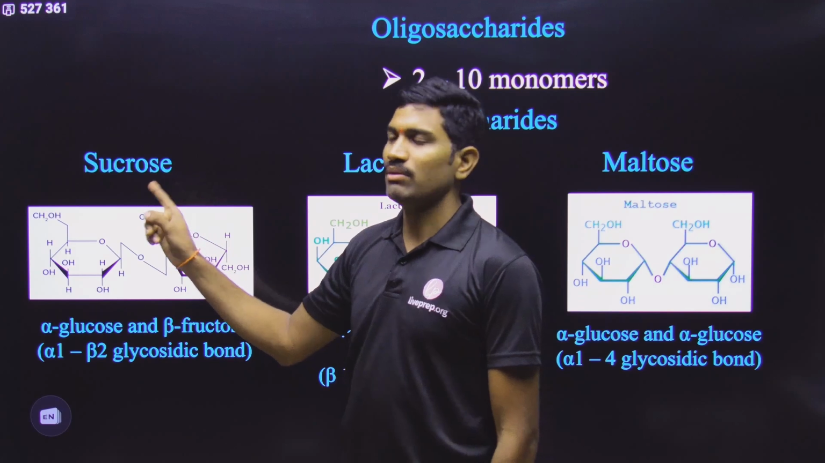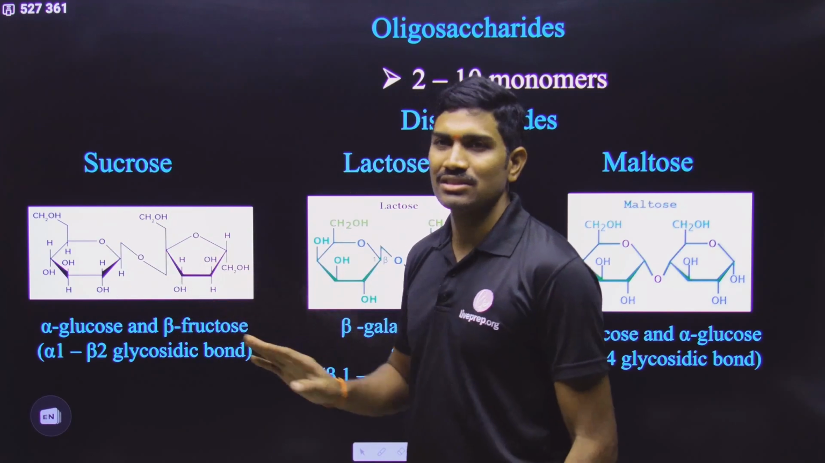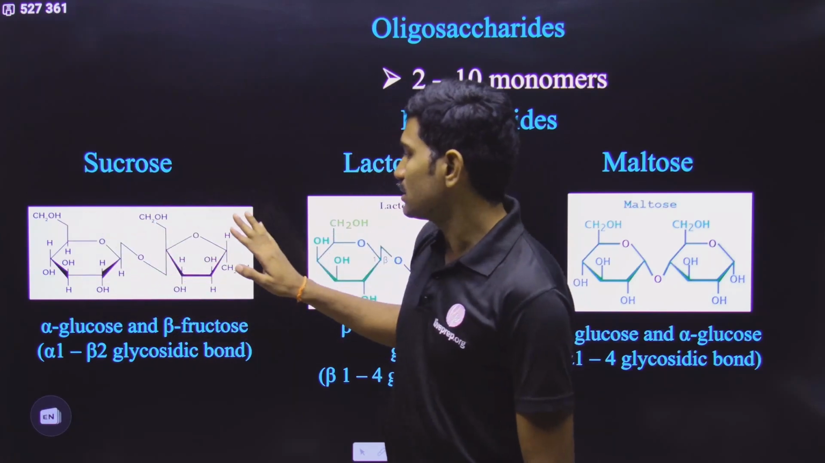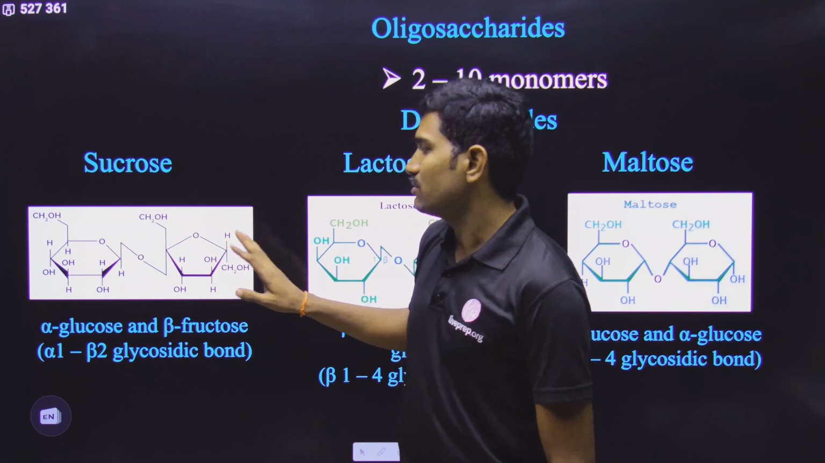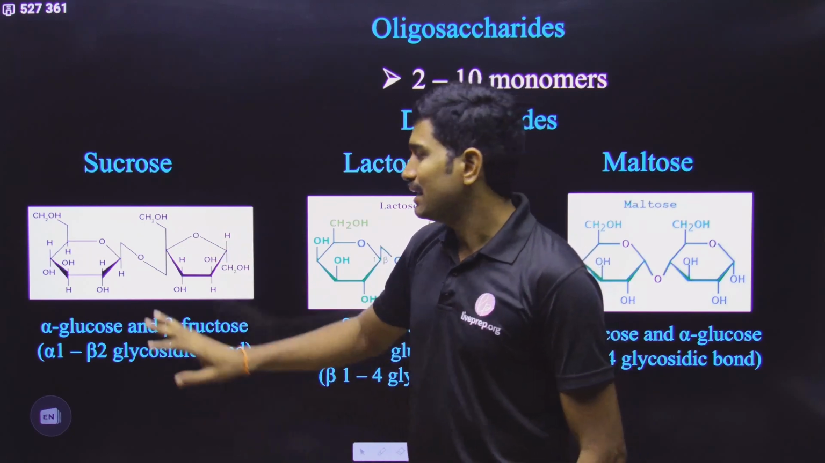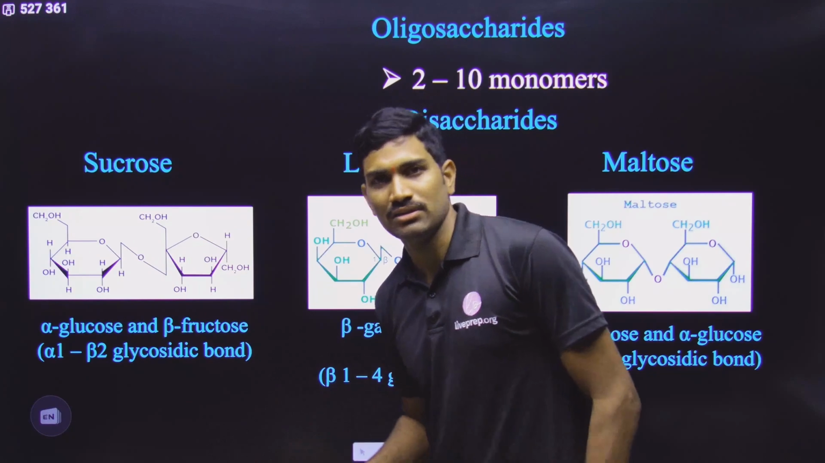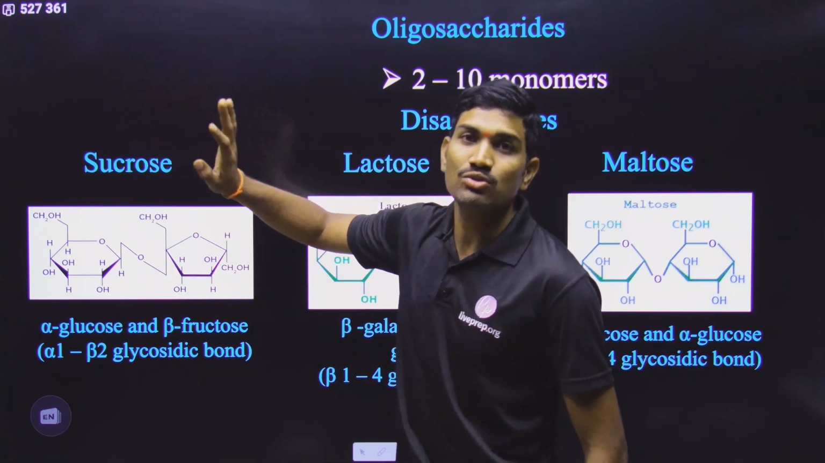First important example we are studying is sucrose. Sucrose, please practice the structures, then only you can understand this. So what are these structures? One is glucose, the other one is fructose. Observe this, this is the glucose, this is the fructose structure that they have given. And here one glucose unit is attached to one fructose unit. Very good. And this complete structure is called sucrose.